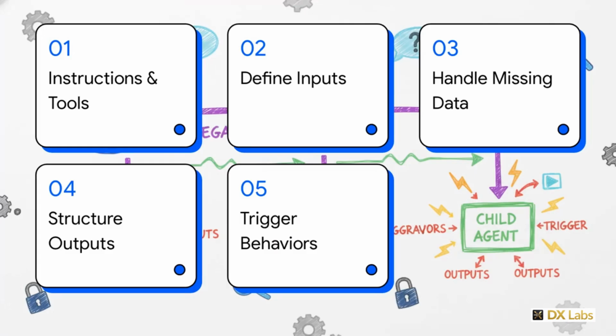In this explainer, we're going to trace the exact technical lifecycle of a user request as it moves through the system. We'll start by locking down instructions and tool scoping. Then we'll map how data actually enters through child agent inputs. From there, we'll look at how to handle any missing data gracefully, extract our agent outputs, and finally, determine those critical post-completion trigger behaviors. Let's jump right into the instruction logic.